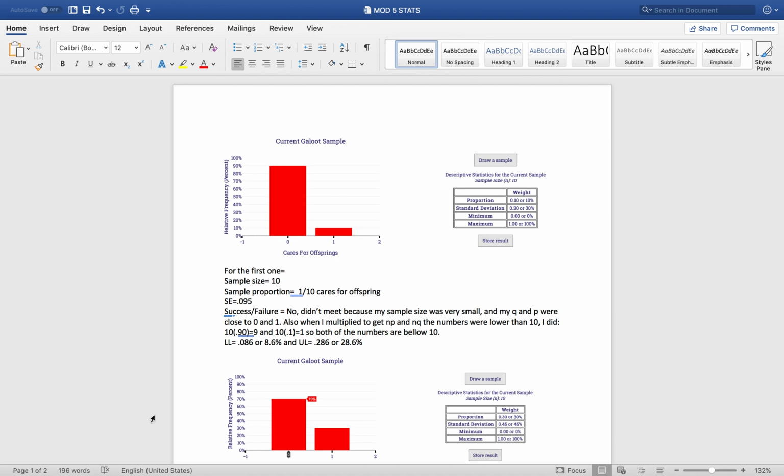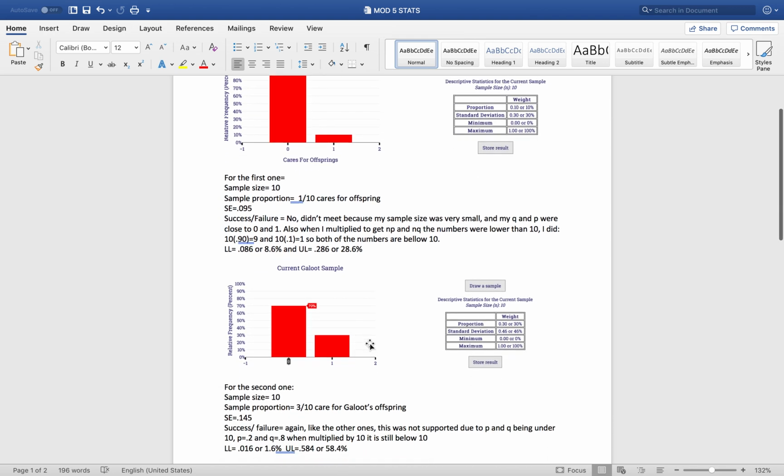Because I'm looking for the Galutes who want offspring, I did 0.1 minus 0.186, and I got 0.086 for my lower number, which is 8.6%, and I did the same for my upper: 0.1 plus 0.186, and I got 0.286. So this is saying I am 95% confident that the proportion of Galutes who want offspring is between 0.086 and 0.286.